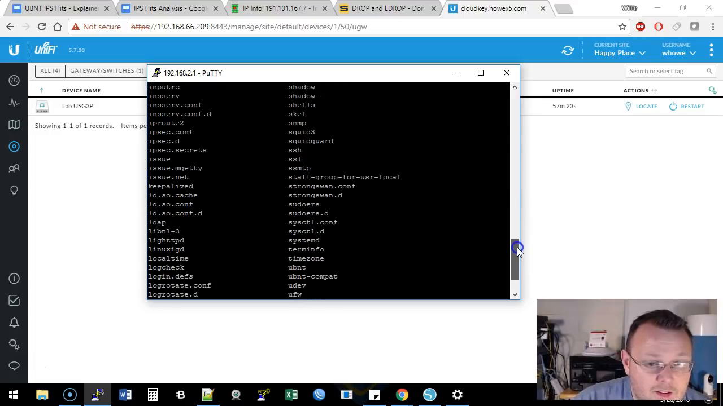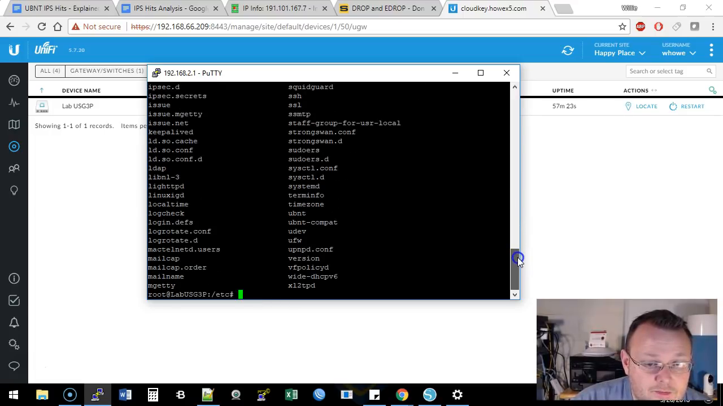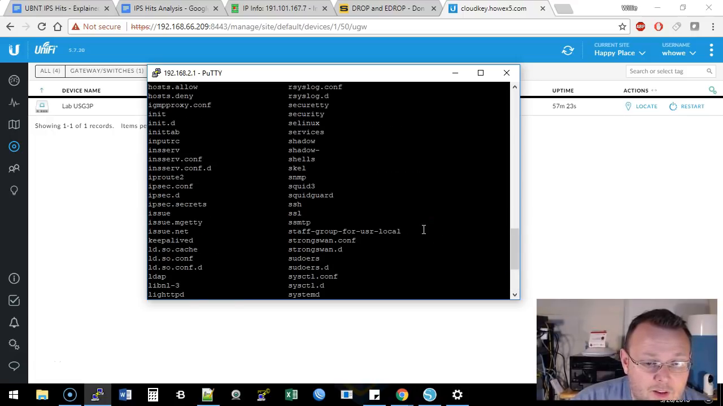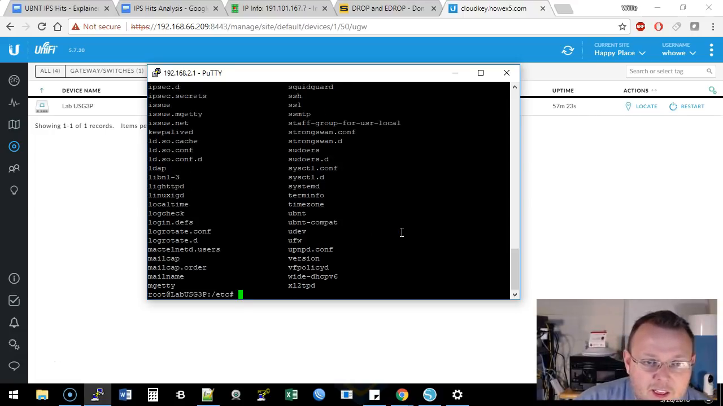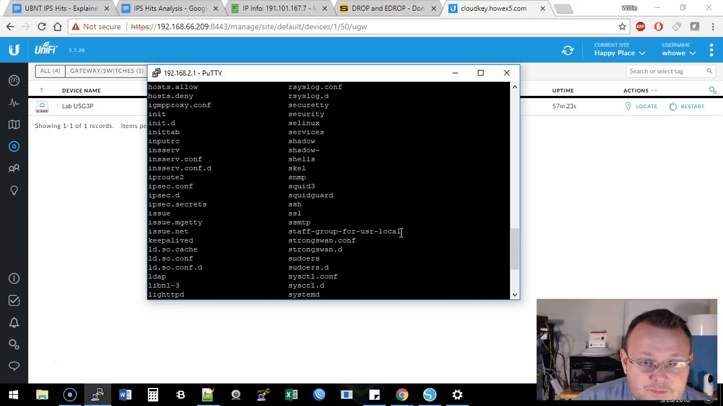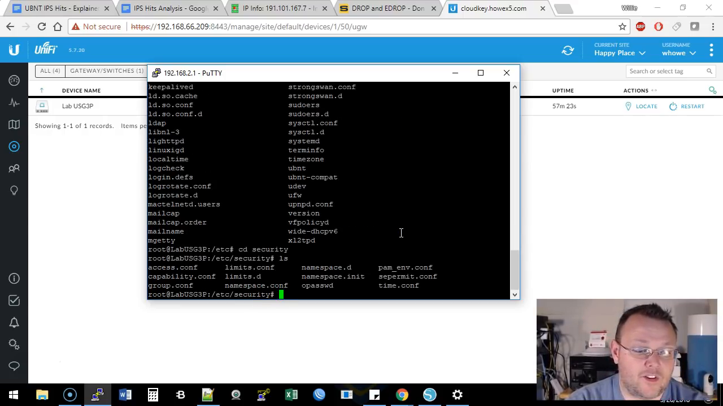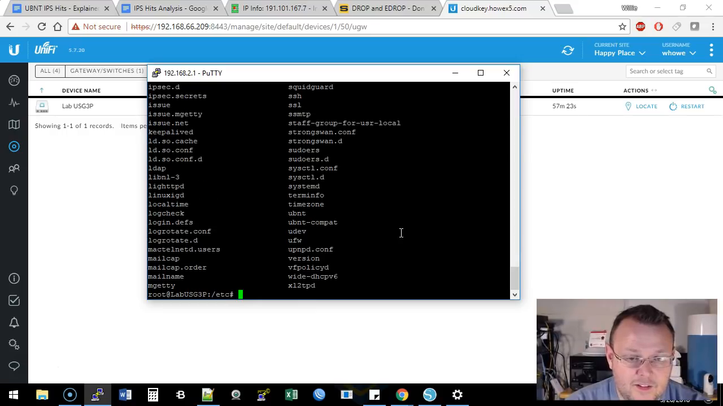IPsec. So I didn't see snort or Suricata. I can never pronounce it correctly. Anyway, I'm not seeing that here. Maybe it's under the security folder. Doesn't look like it. What else?